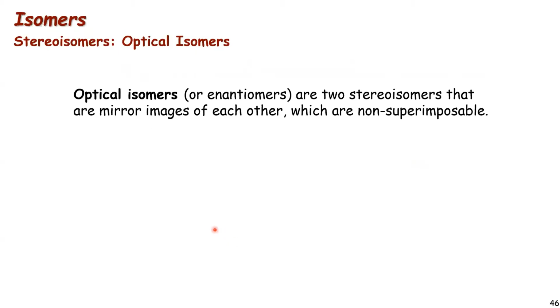Next, let's look at the optical isomers. These are oftentimes called enantiomers. Again, these are going to be stereoisomers, but this time they have non-superimposable mirror images of one another.